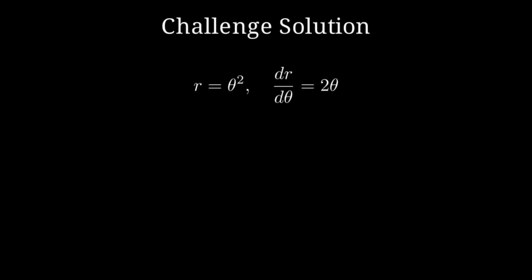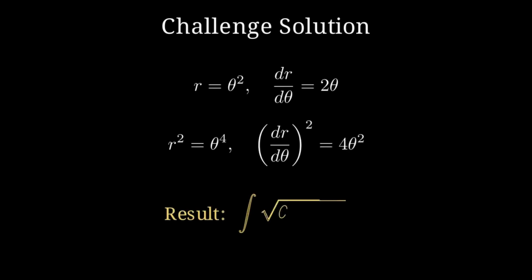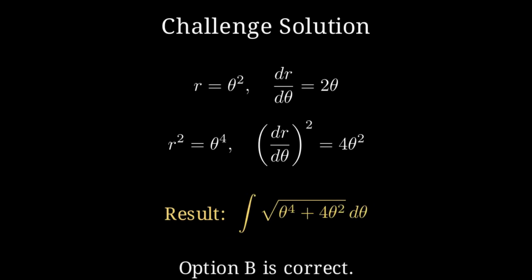Since r is theta squared, its square is theta to the fourth. The derivative is 2 theta, and its square is 4 theta squared. Adding these inside the square root gives us the correct integrand. You can even factor out a theta to simplify it further before integrating.